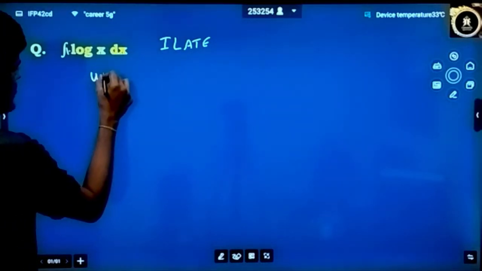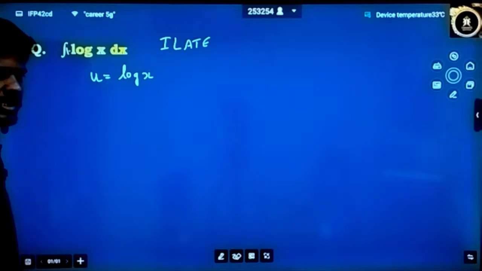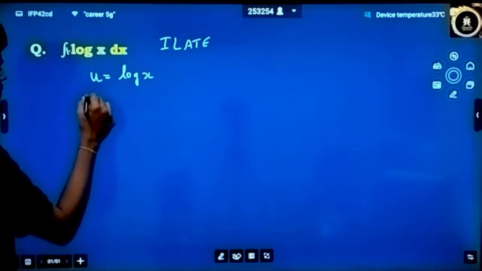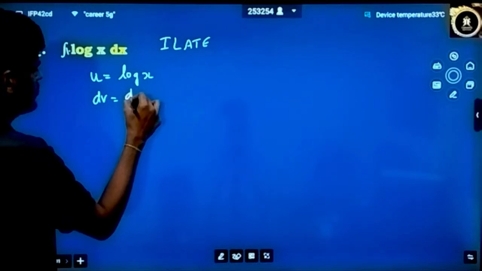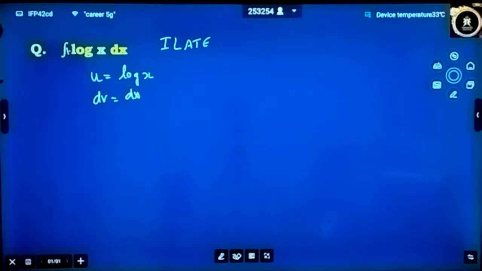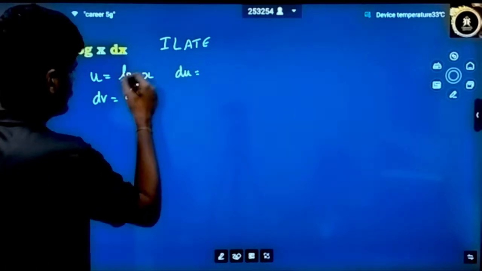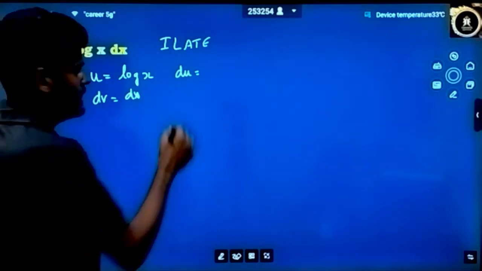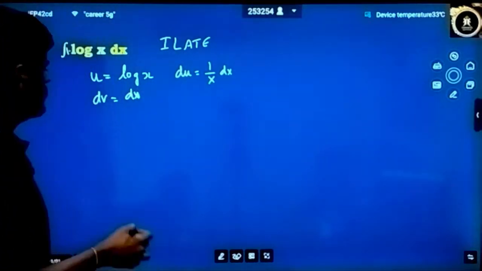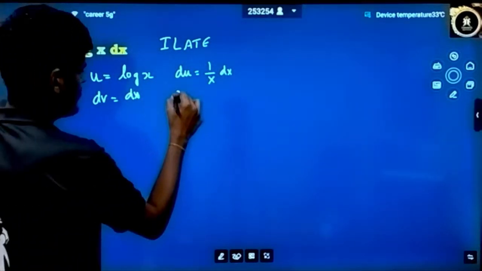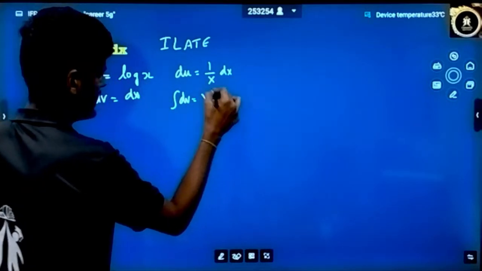So consider u function is equal to log of x. Then what will be dv? The dv function is 1 into dx, the remaining value. Okay, now what is du? The du value is equal to differentiation of this, that is 1 by x dx. And integral of dv is v, that is equal to x.